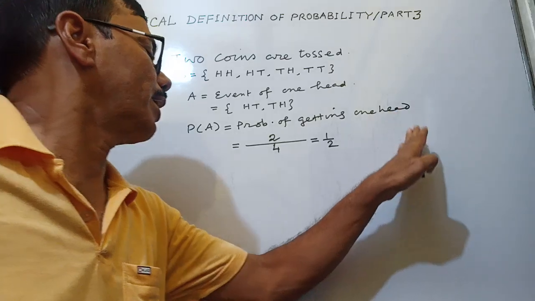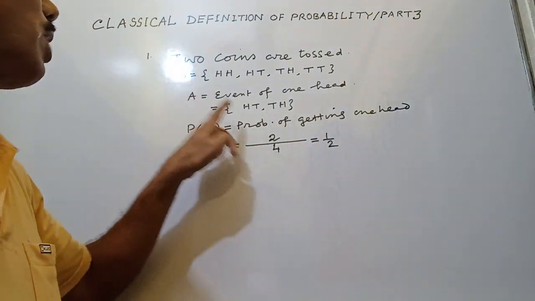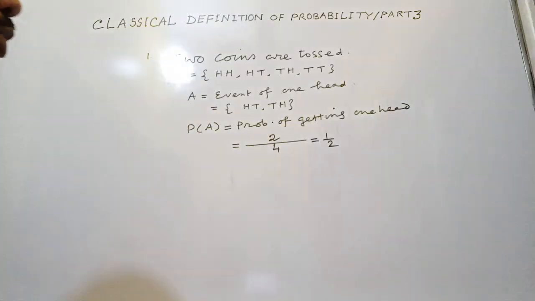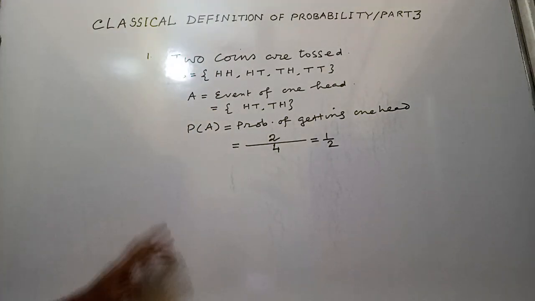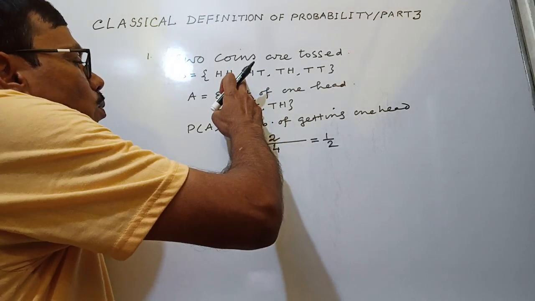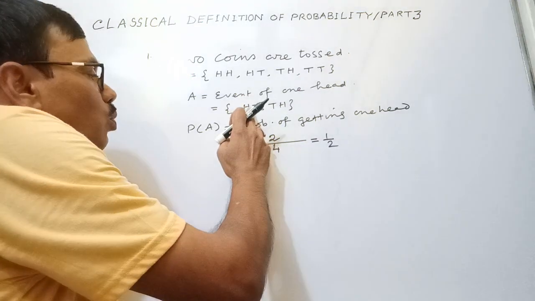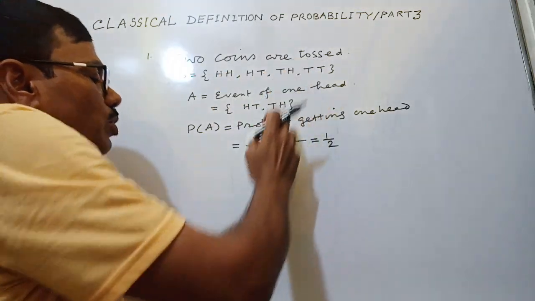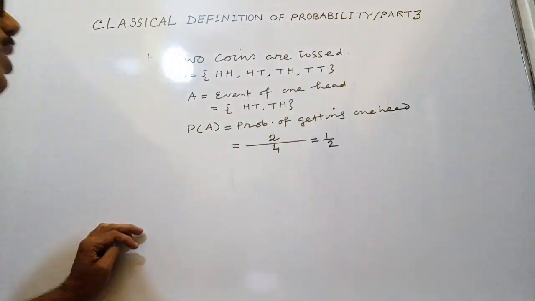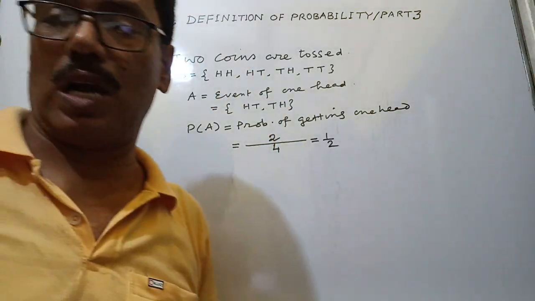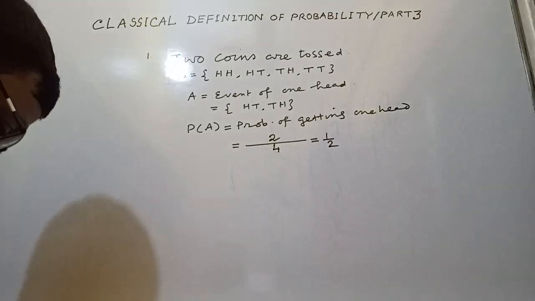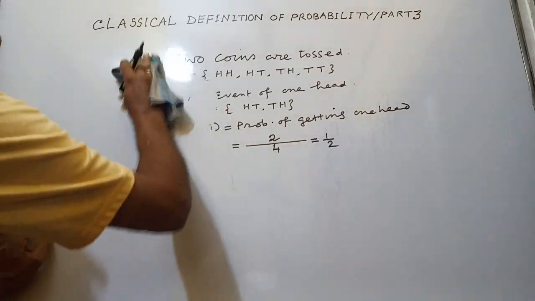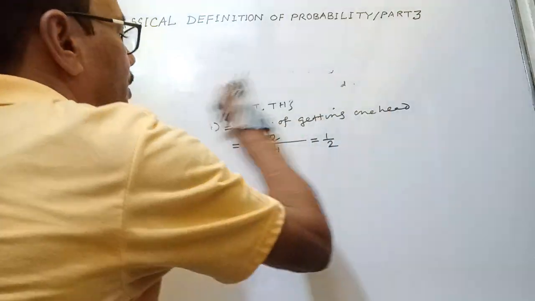So what is P(A)? Probability of getting one head. So favorable cases for A by total number of cases. Now what are the favorable cases of one head? This is 1 and 1, this is 2, and total number of outcomes is 4. So P(A) equals half. Now I will give the classical definition of probability.